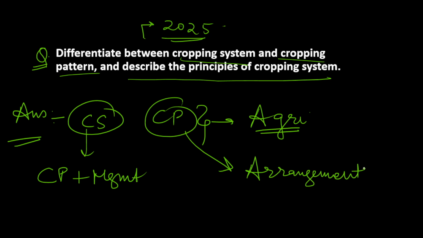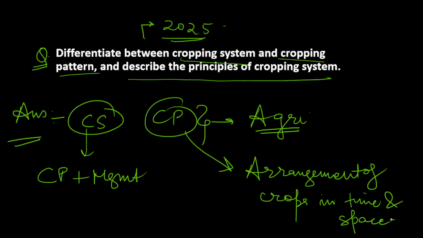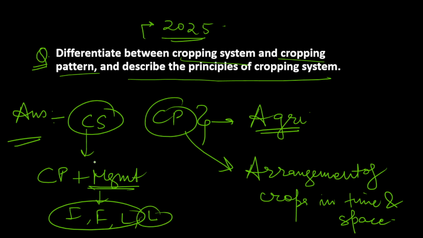Arrangement of crops in time and space is what cropping pattern is, and cropping system is both arrangement plus its management, because you have to manage various kinds of resources and inputs, either it is irrigation, fertilizer, labor, or land management. All these things will come under cropping system. So this is the basic thing through which you can introduce.